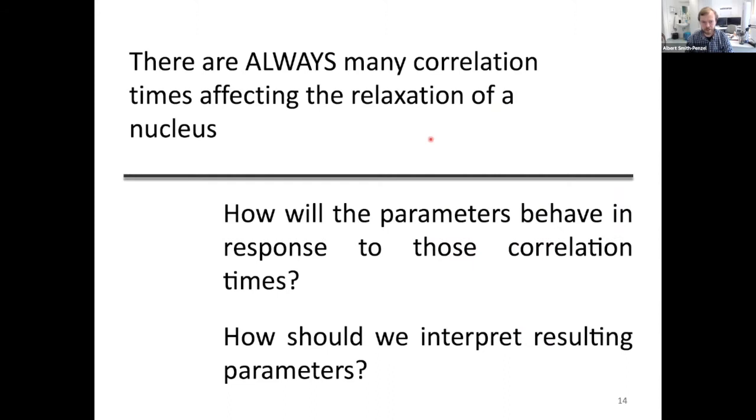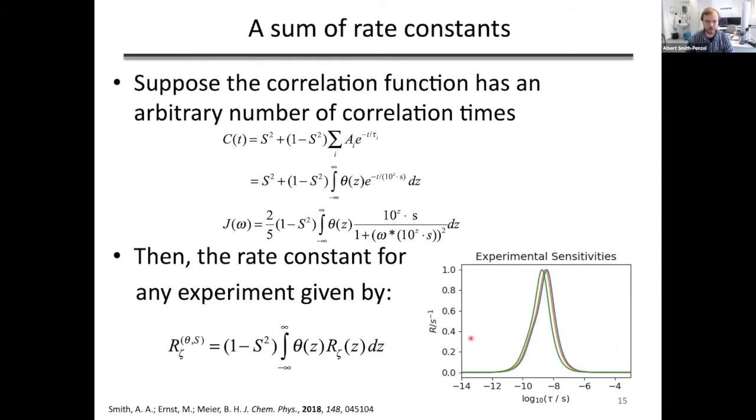And the exceptions to this are going to be if there is one motion with a very narrow number of correlation times that is a very dominant motion. But for the most part, you should consider that when you're analyzing your data, you've got lots of correlation times present. And so the question is, how do the parameters you get out of your analysis behave in response to a distribution of correlation times? And how can you interpret those? And so that's what we try to do with what we call the detector analysis.